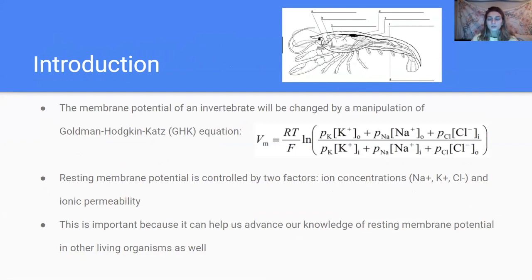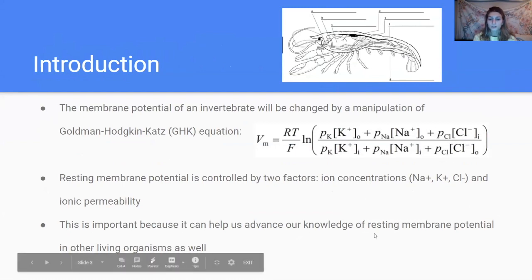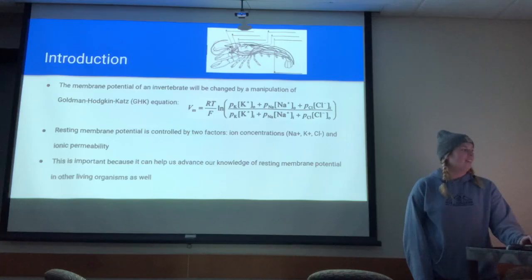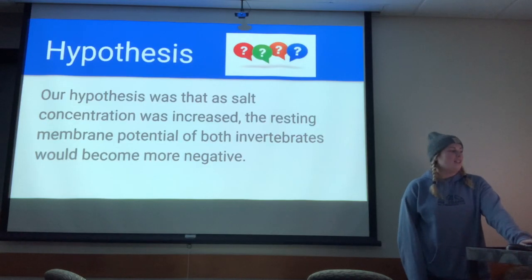Resting membrane potential is controlled by two factors, ion concentrations and ionic permeability. This is important because it can help us advance our knowledge of resting membrane potential in other living organisms as well. Our hypothesis was that as the salt concentration was increased, the resting membrane potential of both invertebrates would become more negative.